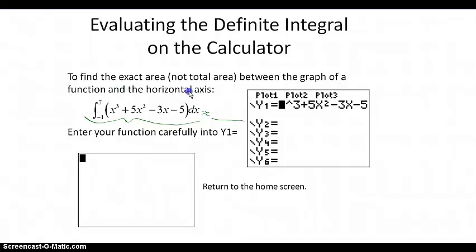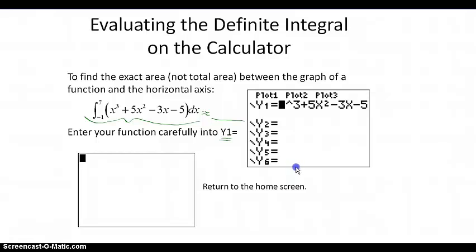So this is going to look a lot like the work that we did for evaluating derivatives using our calculator, but there are some differences. So to find the exact area between the graph of a function and the horizontal axis, for instance, if we were asked to evaluate this definite integral and it was a calculator active question, the first thing we would do is, just like we did on the derivative, we're going to enter that function into y1.